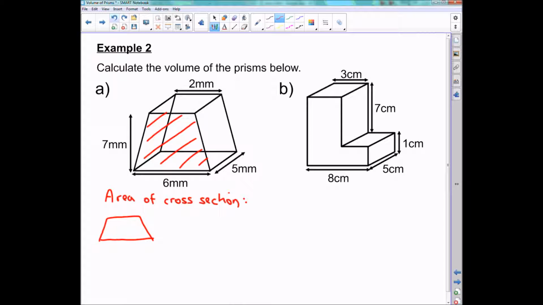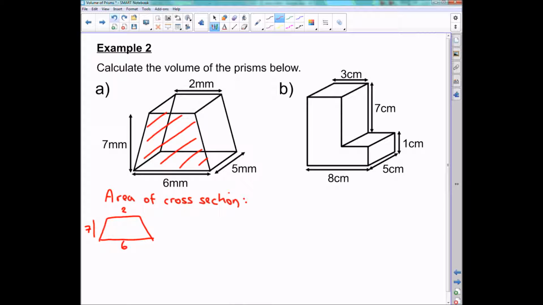So I've got this trapezium here. I've got a base of 6, a length at the top here of 2, and I've got a height of 7. Notice that that 5 millimeters is actually my length, which I'll use for the volume in a little bit.